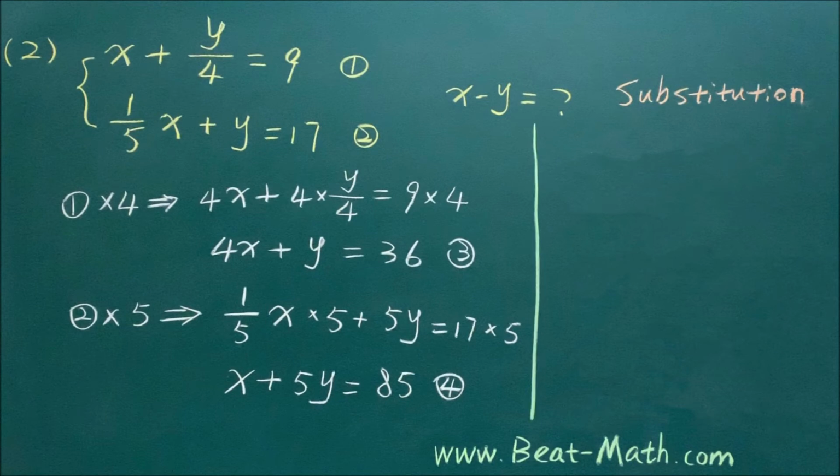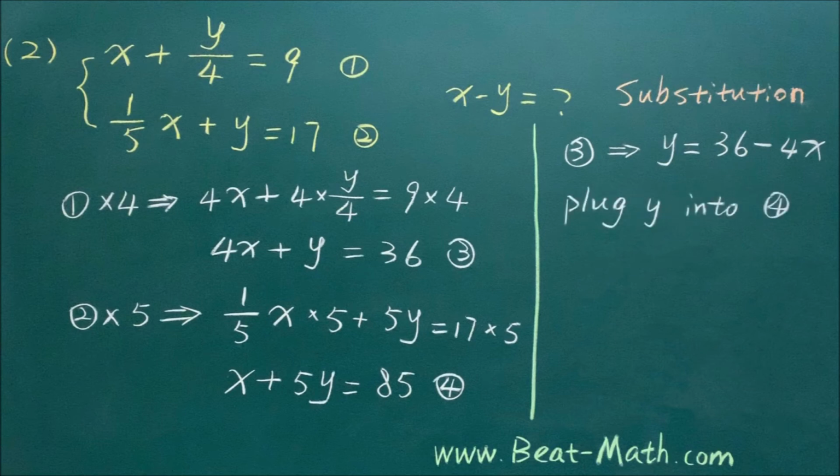Take a look at the new equations. In equation 3, the coefficient of y is 1. That means we can solve for y easily. In equation 4, the coefficient of x is 1. That means we can solve for x easily. In this example, we choose equation 3 to solve for y, and get y equals 36 minus 4x. Then plug it into equation 4. x plus 5 times in parentheses 36 minus 4x equals 85.